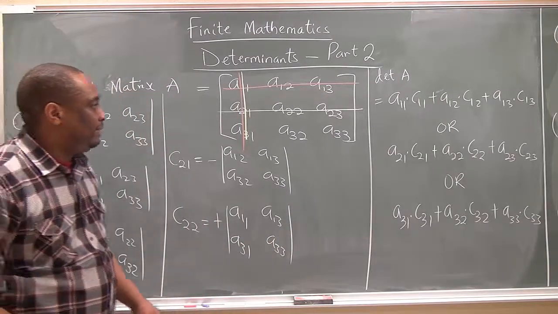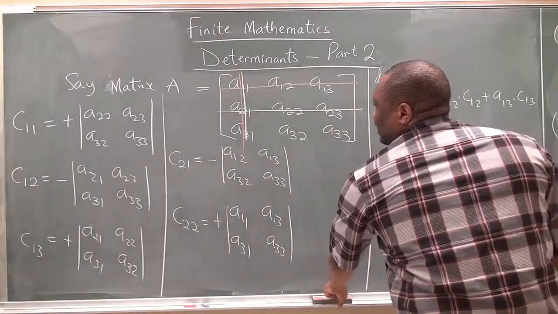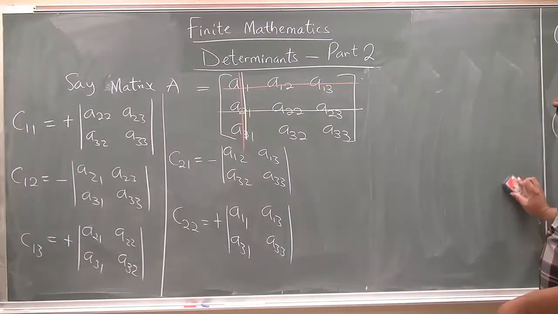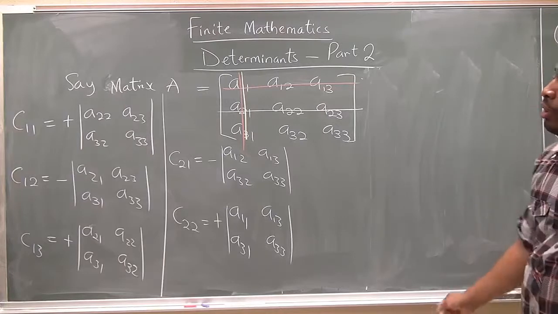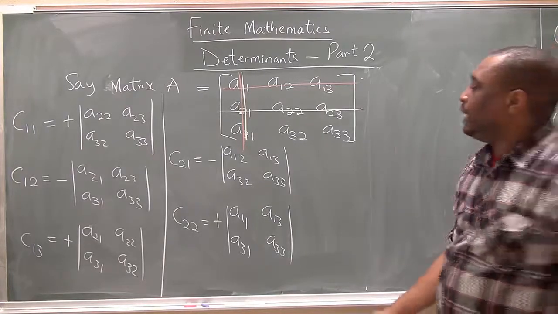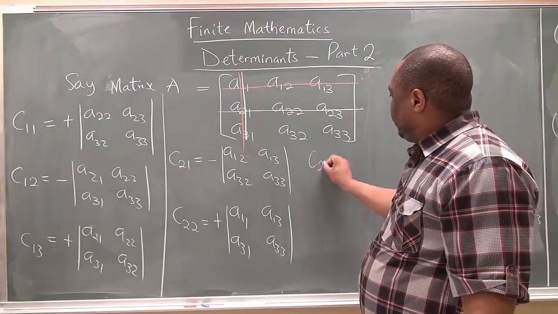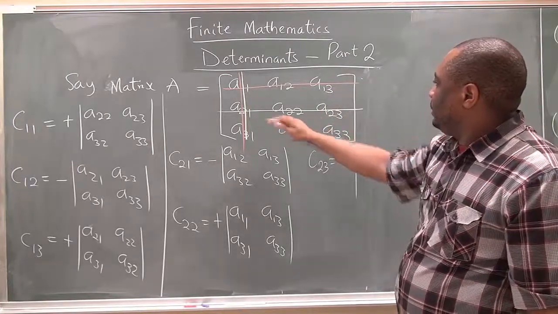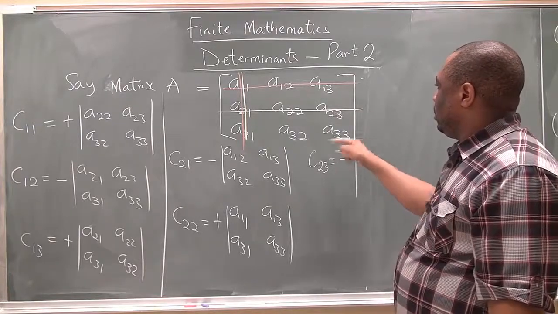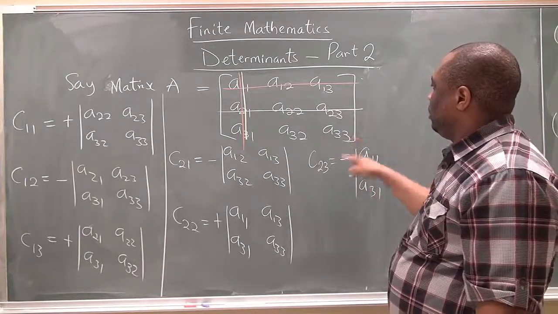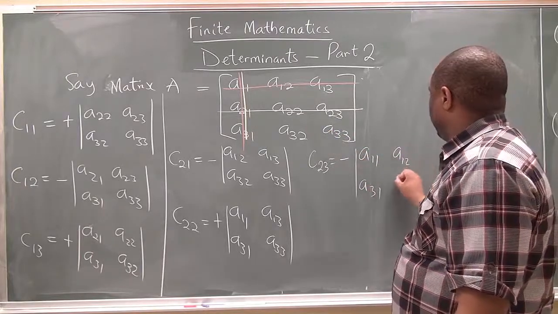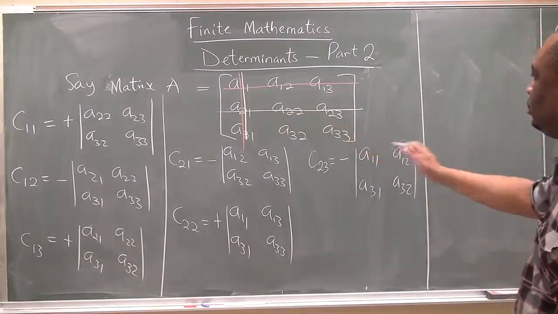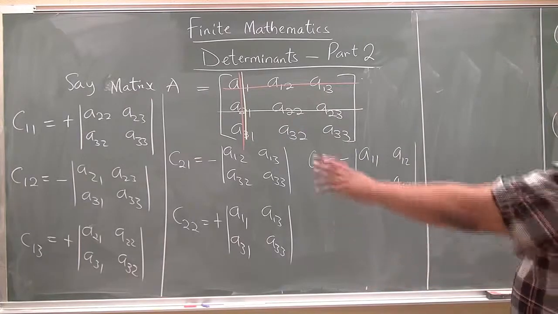Okay, let's complete the rest of it. Now you can use any of the rows, whether it's row 1 or row 2 or row 3. It does not matter. Our C23 will be minus determinant of A11, A12, A31, A32. Okay, that is the first row. This is the second row.